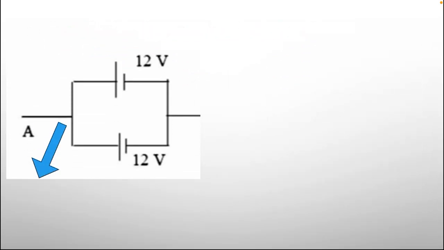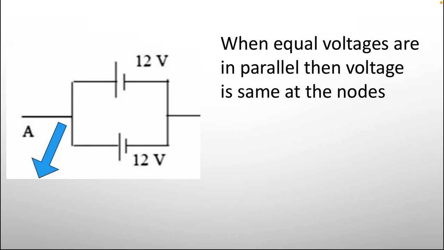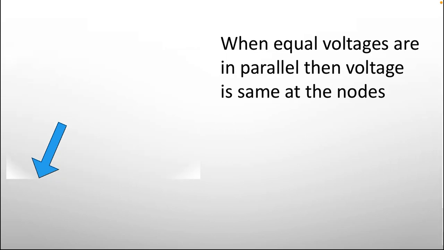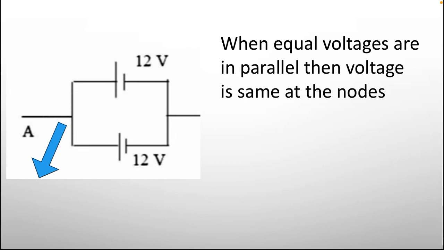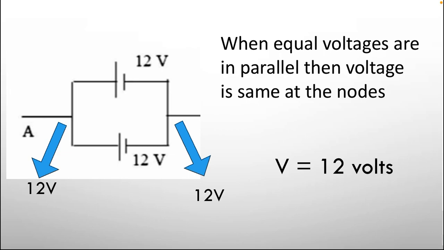So what we did, we have actually taken only the half part where the 12 volts and 12 volts, two batteries, are in parallel, and when equal voltages are in parallel, then the voltage is the same at the nodes. Yes, in parallel the voltages are the same, so at the nodes the voltage is also the same. That is 12 volts, 12 volts. V equals 12 volts.